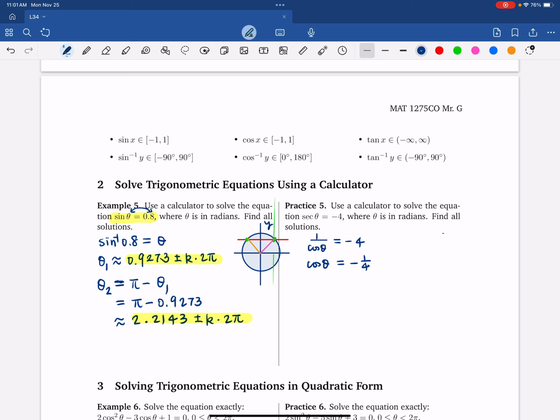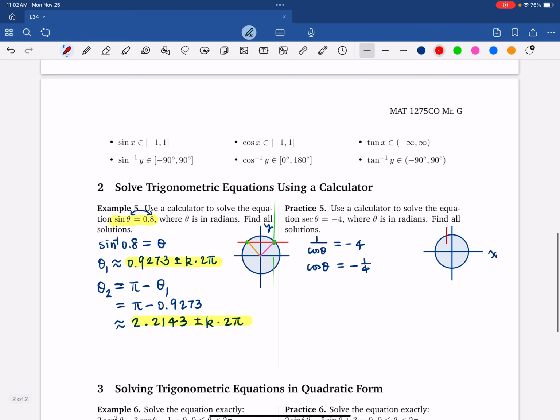Let's visualize this. So we're going to have a unit circle and then axes. Cosine is the x coordinate. So we're going to look at the x coordinate. The number is -1 over 4, which is -0.25, right? So it's going to be pretty close to the y-axis, and that means we have these two solutions.